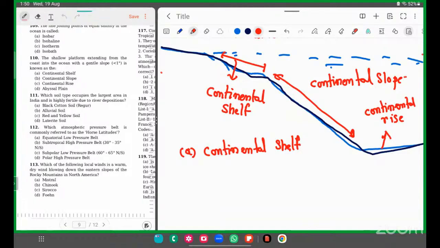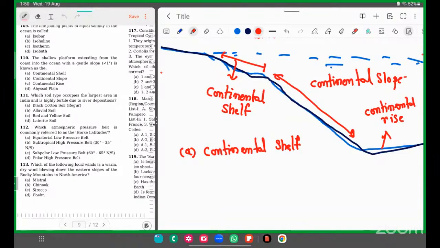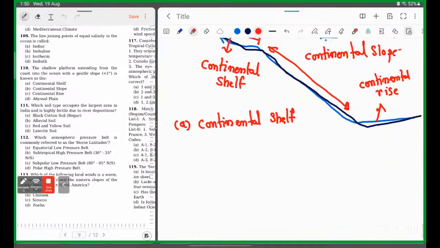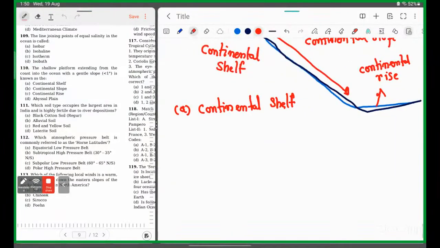Coming to the other question. Which of the following local winds is a warm, dry wind blowing down the eastern slope of the Rocky Mountains in North America? So the answer will be Chinook, and Chinook is a warm and dry wind. So let's know about the other winds as well.